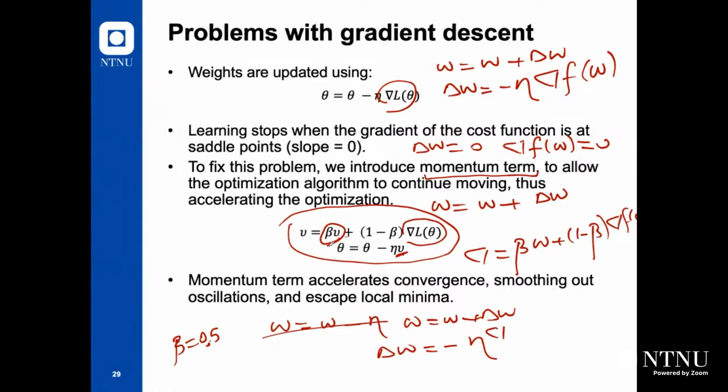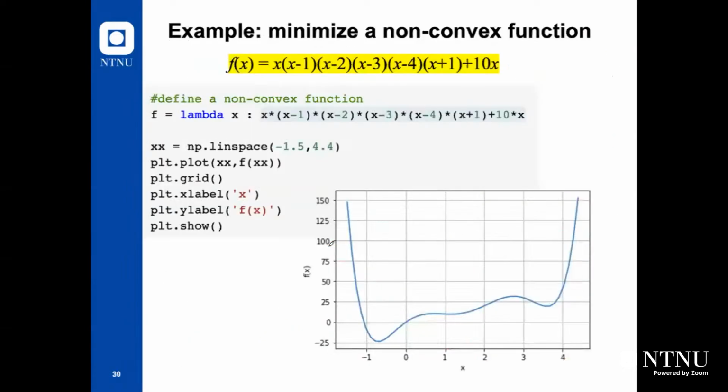So in this case, we can say that we need to keep momentum by adding the last updates, for example, 50% of the last updates. The momentum term will accelerate convergence, smooth out oscillation, and escape local minima. We can see it here in a simulation.